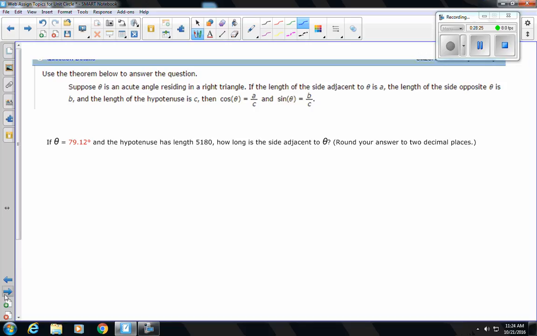Okay, now this is a word problem. I know how much you love word problems, so I thought I would help you out with this one. Okay, I'll read it to you. Suppose that theta is an acute angle residing in a right triangle.